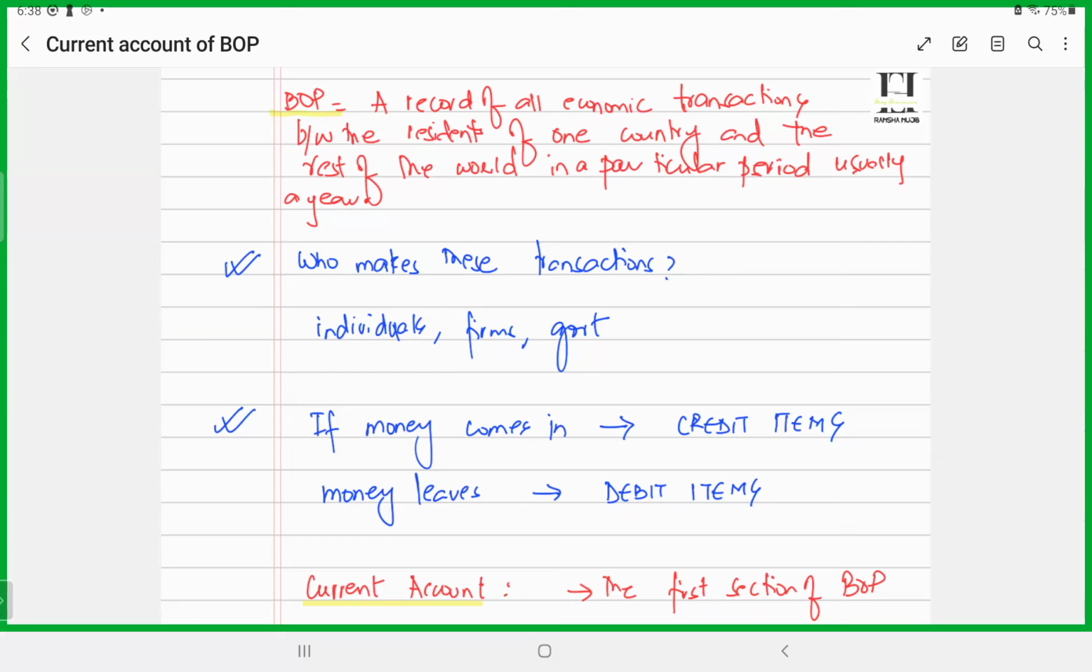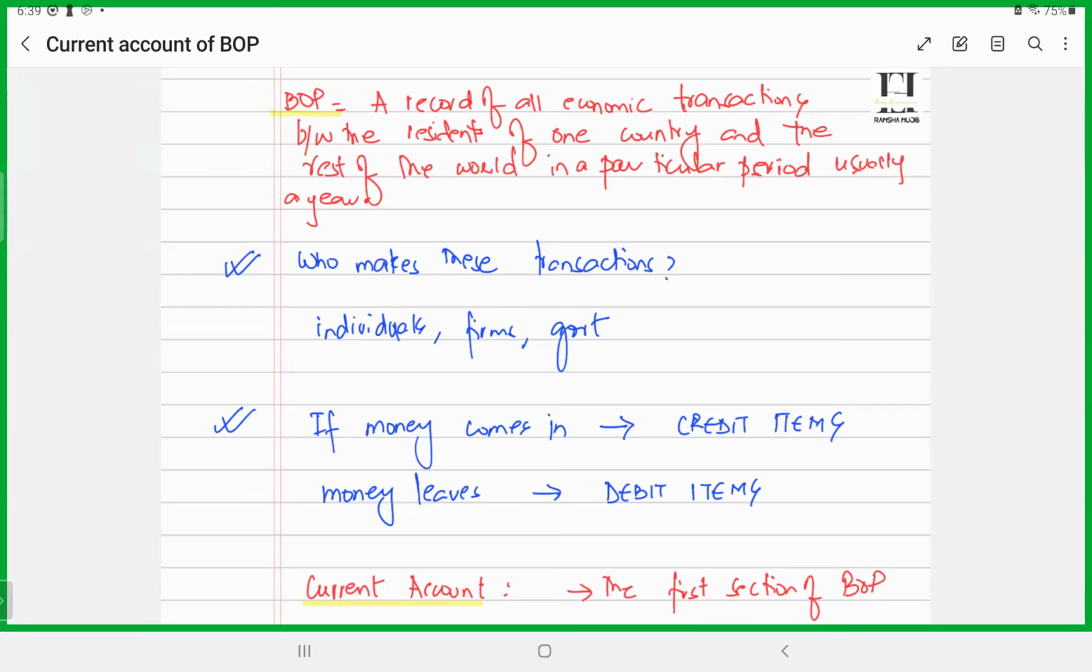Today I brought for you all a brand new series on a highly tested topic, one of the most fundamental topics of macroeconomics, balance of payment. In the first part of today's tutorial, we will be looking at what we mean by balance of payment, and what the different sections of balance of payment are.